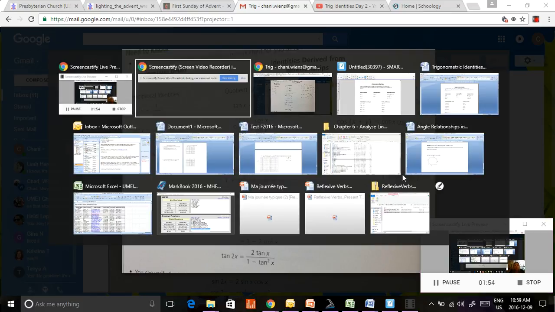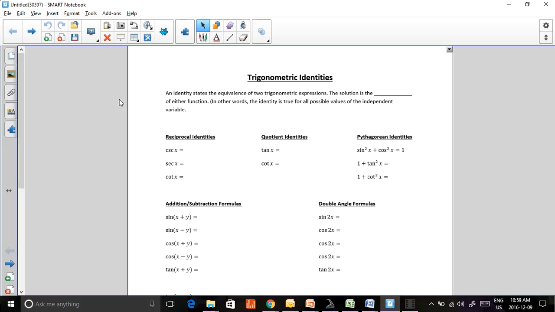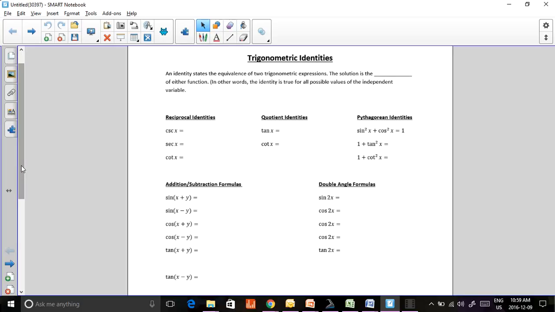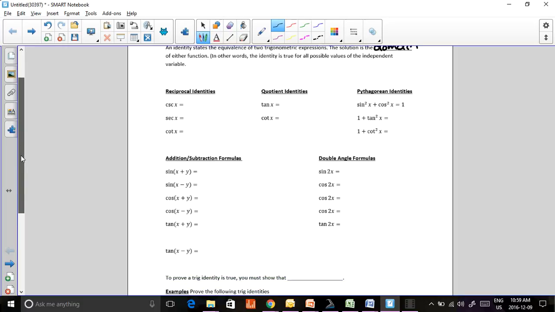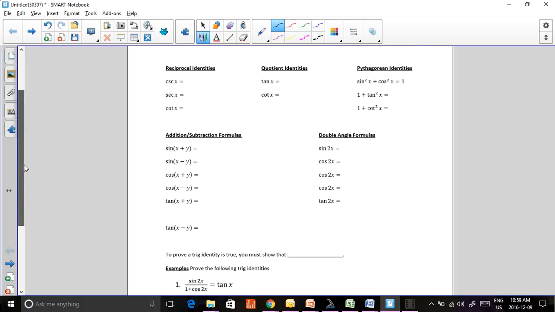If you go to your notes, it looks like this. An identity states the equivalence of two trigonometric expressions. So the solution is the domain of either function. In other words, the identity is true for all possible values. Unlike an equation, which can only be solved for one value, an identity is true no matter what value you put in.